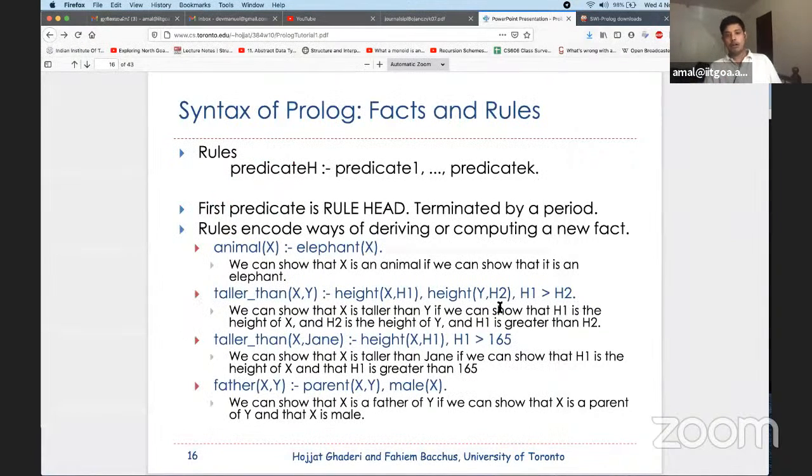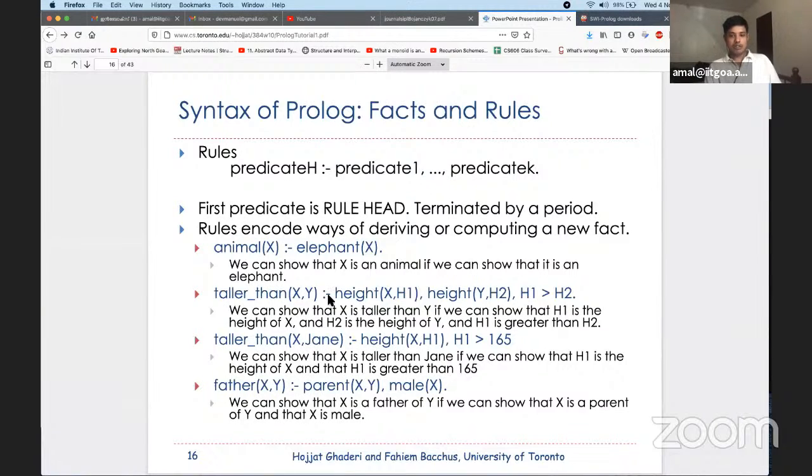So all our Prolog rules are of this form: a predicate head, or a rule head, which is the first element, followed by a conjunction of predicates or relations, followed by a period. Period means that it's a rule. The first predicate is the rule head, terminated by a period. Rules encode ways of deriving or computing a new fact. So, for instance, animal of X if elephant of X. We can show that X is an animal if we can show that it is an elephant.